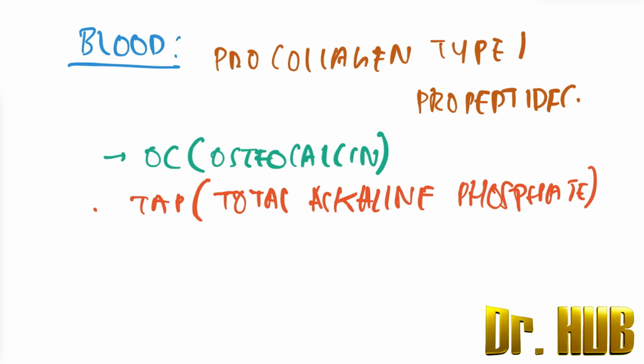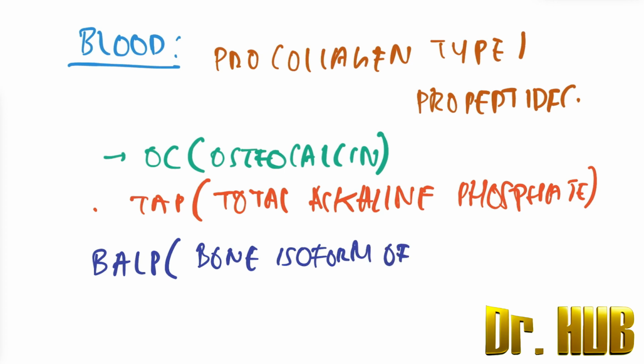Then there is also the bone isoform of alkaline phosphatase. We're writing it as BALP. That is the bone isoform of the alkaline phosphatase.